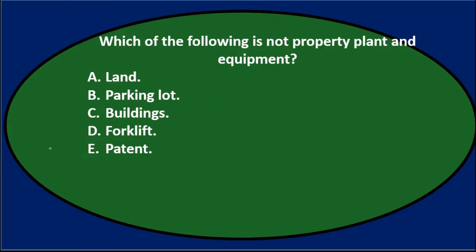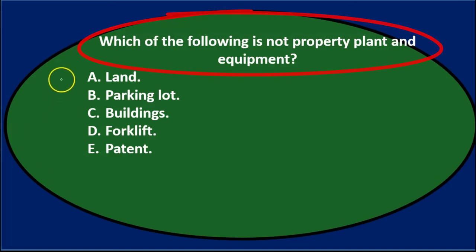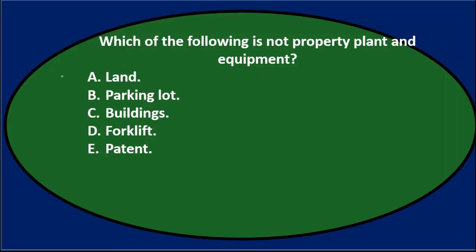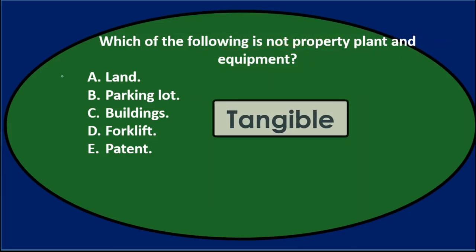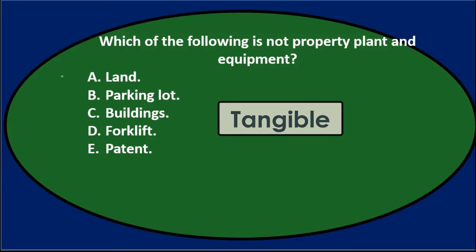Next question. Which of the following is not property, plant, and equipment? A, land, B, parking lot, C, buildings, D, forklift, E, patent. So if we go through this again, which of the following is not property, plant, and equipment? Remember, property, plant, and equipment is going to have a useful life of typically more than one year, more than one period, and it's something that's tangible. Typically, we can touch it.